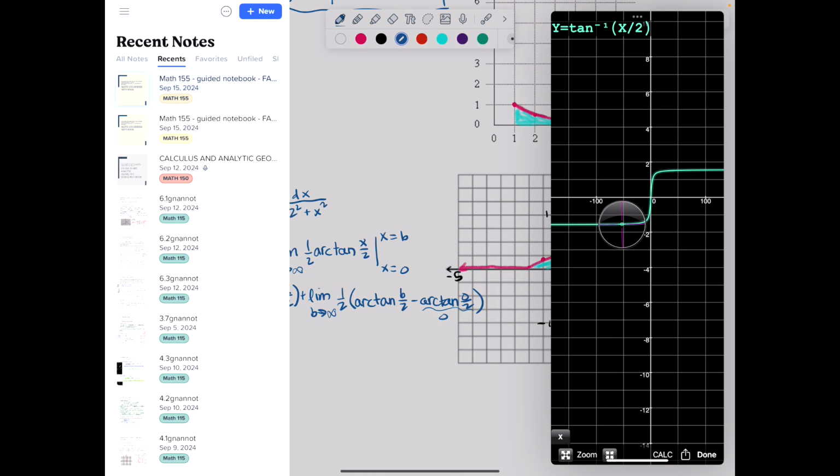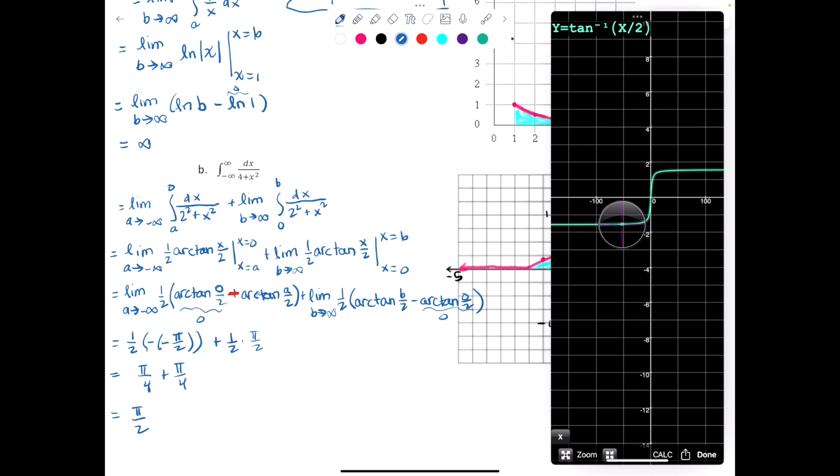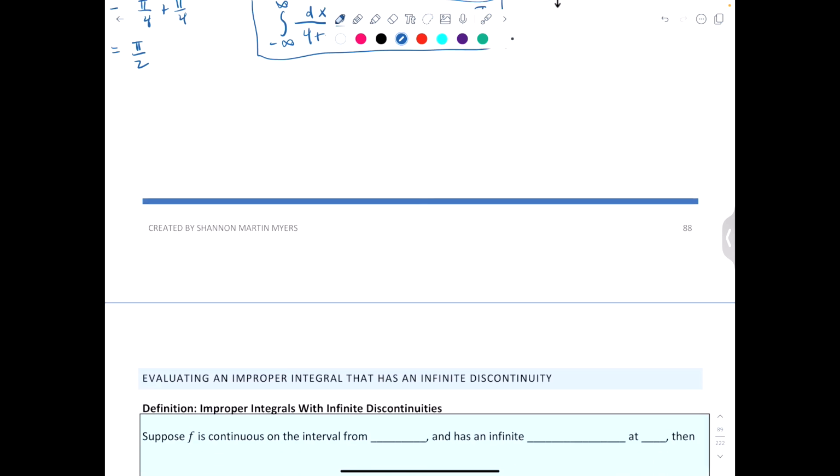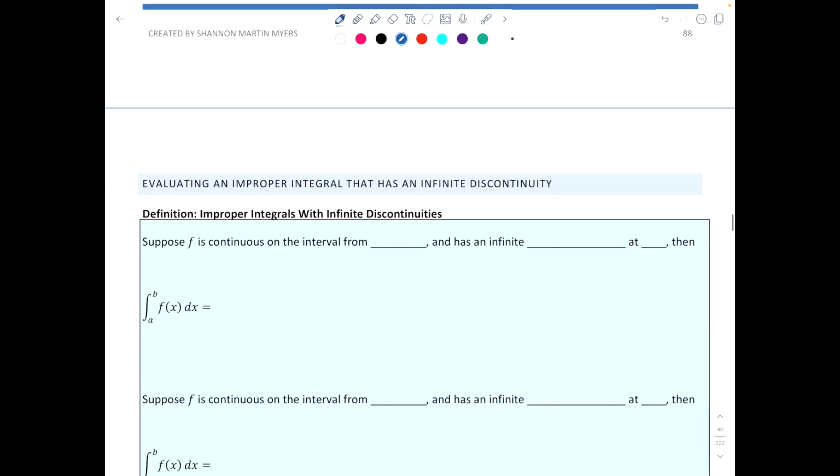We found out that the integral from negative infinity to infinity of dx over, actually it wasn't a square root, my bad, 4 plus x squared converges to pi over 2. Cool, cool? Excellent. All right. So, next up, let's see what we have. Ooh, fun, more rules. Aren't you excited?